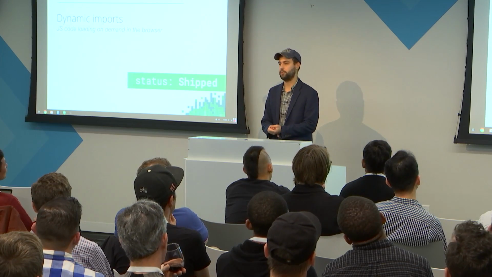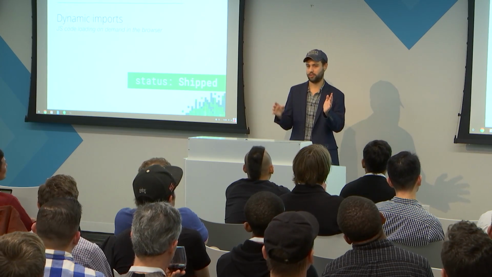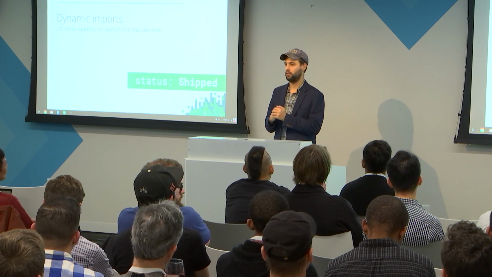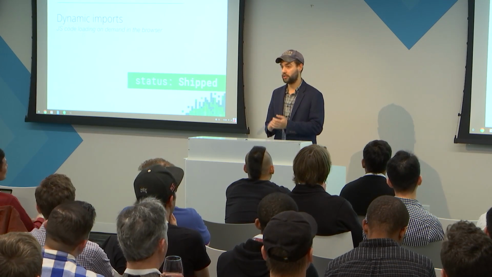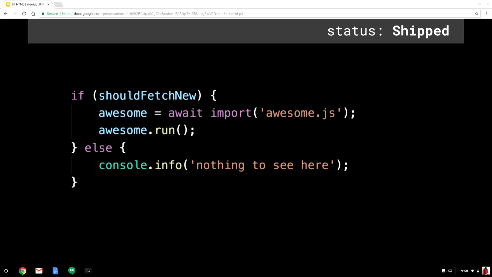So to make this possible, and to unlock this ability to ship granular assets for one person and a bundle for another, we need to be able to understand the client conditions and make determinations at runtime about what we're going to load and how we're going to load it. Dynamic imports are something that's in Chrome today, and you can do code like this without a compilation phase. You can say if should fetch now, await import awesome.js, else nothing to see here.